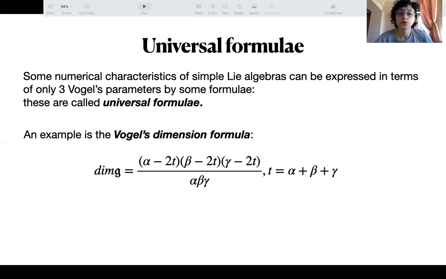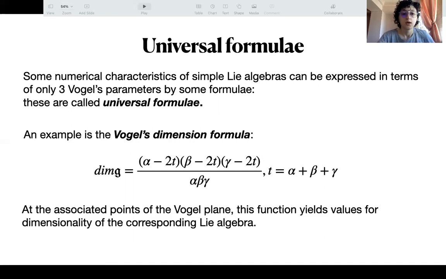And now let me present the notion of universal formula. It is known that some numerical characteristics of simple Lie algebras can be expressed by analytical functions of only 3 Vogel's parameters by some formula. And this formula we call the universal formula. As an example, I presented maybe the simplest universal formula, which represents the dimension of any simple Lie algebra. In fact, you input the corresponding coordinates in this simple and beautiful formula, and you get the corresponding dimension of the algebra.